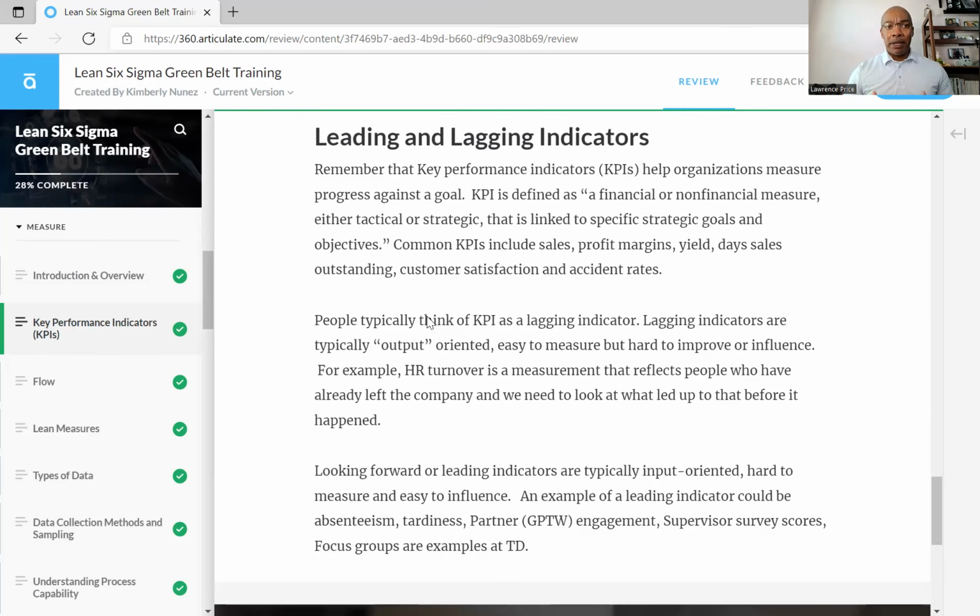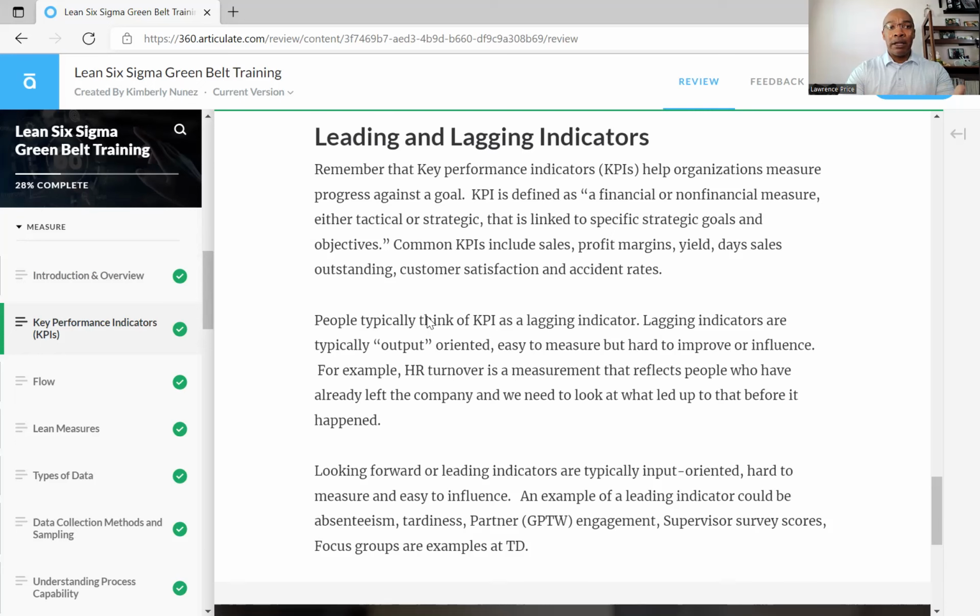A lagging indicator is usually something that's measuring an output of something. Usually a lagging indicator is a measurement that you're going to have the easiest access to, as far as understanding the current state. A great example of lagging indicators is our financial metrics that we're looking at in business, but it can also be non-financial metrics.